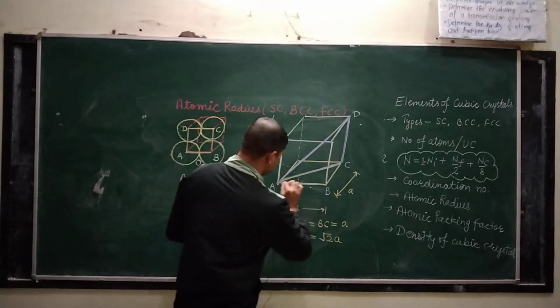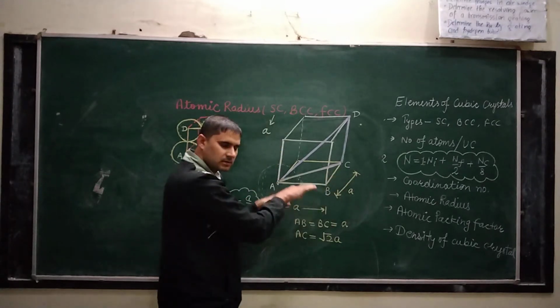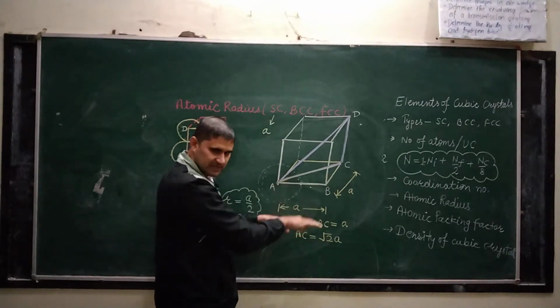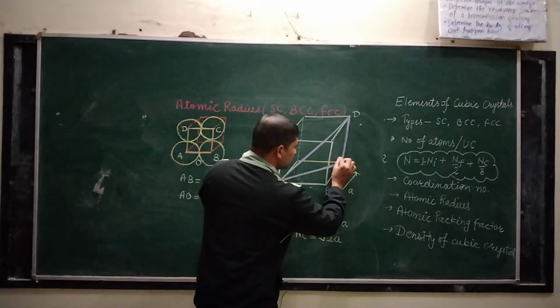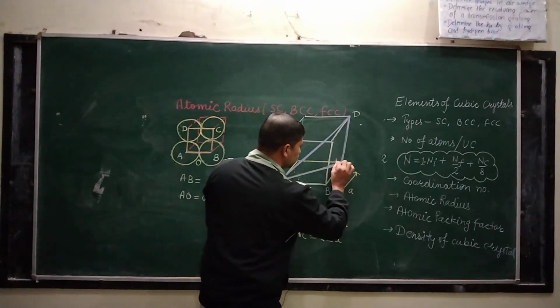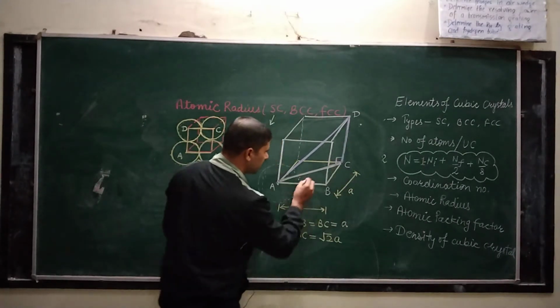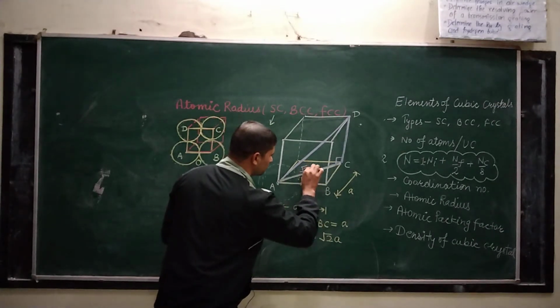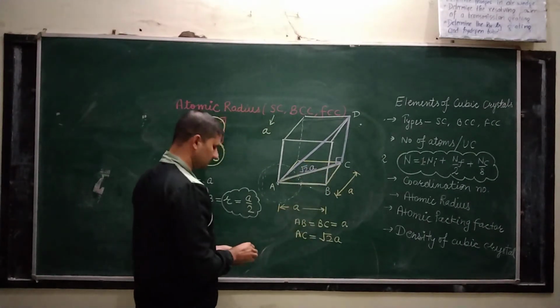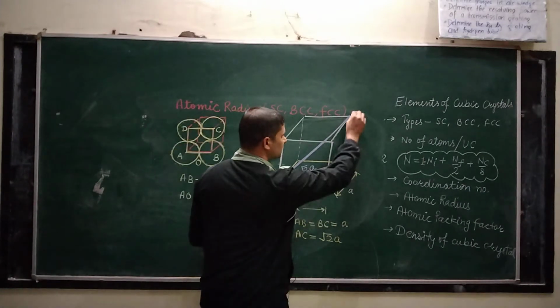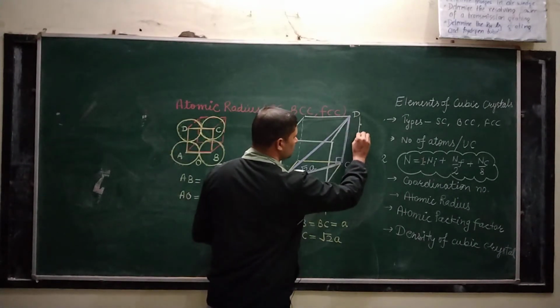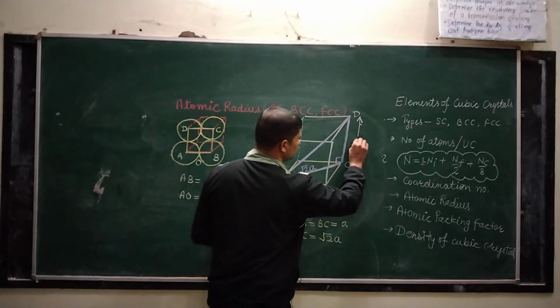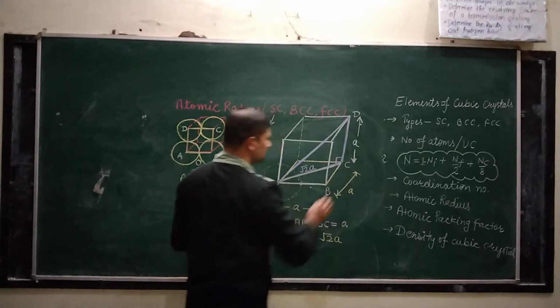Okay, you see AC, this is in the plane of the base face. And this side again is perpendicular here. What is the length of AC? AC is root 2 A. Now come to this side, this is the side of the cube and its size is A.